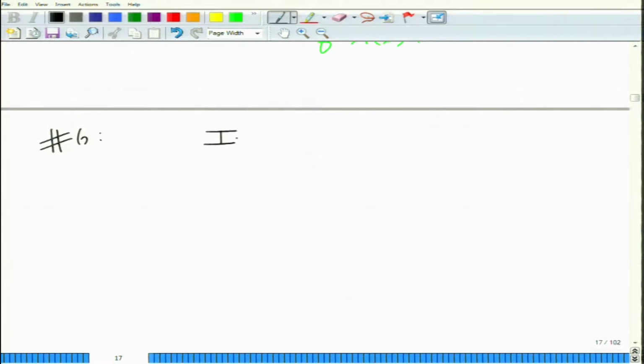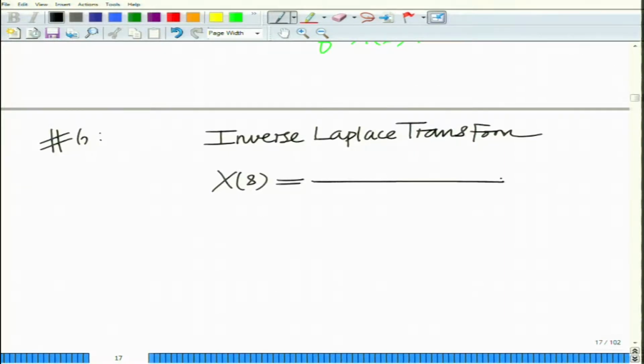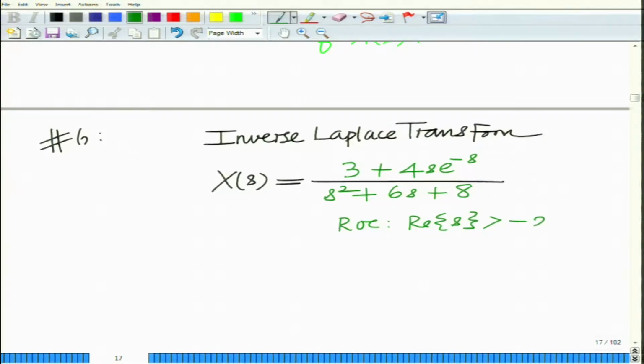Which is the inverse Laplace transform of the signal X(s) equals (3 plus 4s) e raised to minus s divided by s square plus 6s plus 8. The ROC is real part of s greater than minus 2. So, this implies this is a right handed signal.